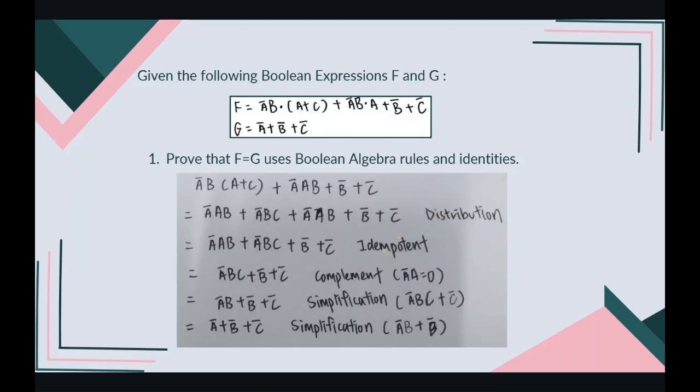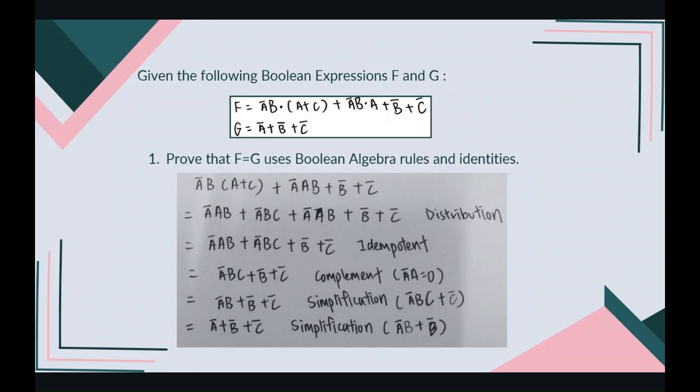So now let's apply the basic concepts to our past year questions. We are given two Boolean expressions, F and G. Prove that F equals G using Boolean algebra rules and identities. We start with complement A and B and (A plus C), or complement A and B, or complement B and complement C. So we expand the expression using the distributive concept. So it will become complement A and B, or complement A and B and C, or complement A and B, or complement B or complement C.